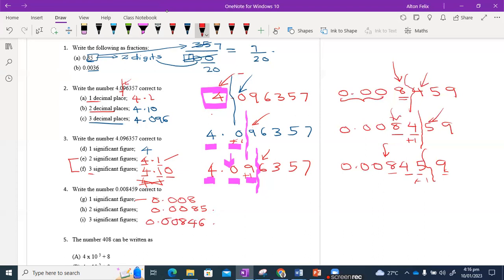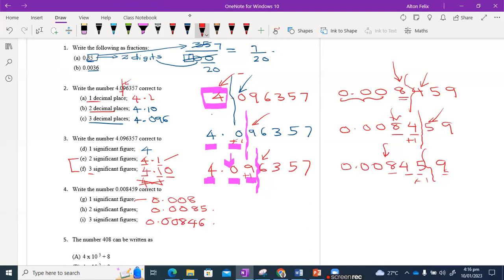So bear that in mind. When you're asked to write correct a certain number of significant figures, simply ask yourself if the number we are looking at starts with a set of zeros, 1 or more zeros. If not, as we saw with 4.09635, we begin with the first non-zero digit. All right, so that'll be a nice rule to write down. Always begin your counting from the first non-zero digit in that number.